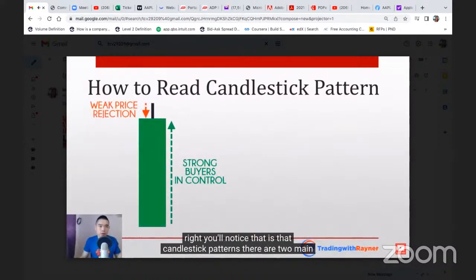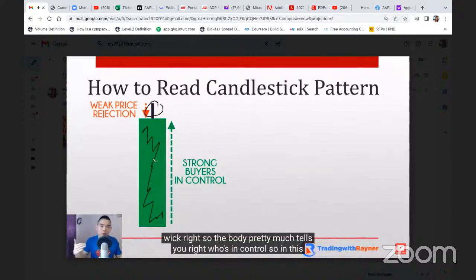Now let's try to understand these candlestick patterns in more depth. First, you'll notice that there are two main components to a candlestick. One is what we call the body. This portion here, this green area, is the body. And this black shadow is what we call the wick. The body pretty much tells you who's in control. In this case, you can see that the opening price is over here, and the buyers pushed price all the way up higher, finally closing at the highs of the session.